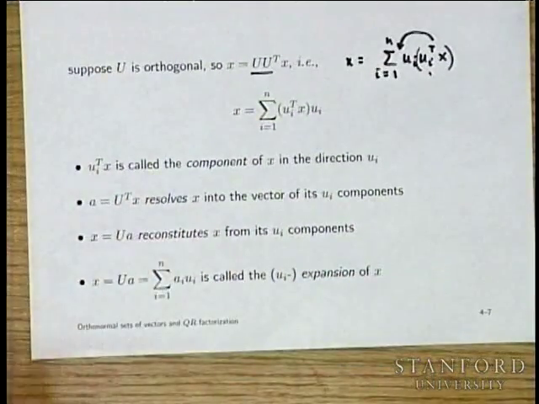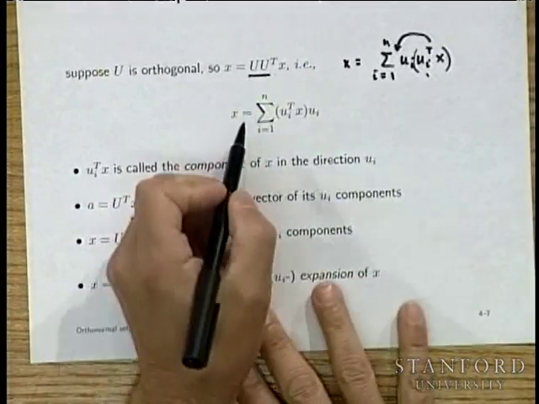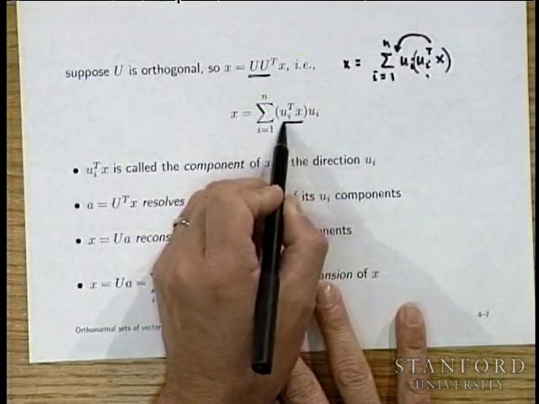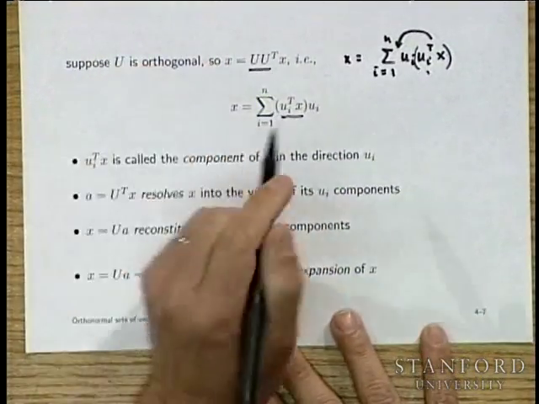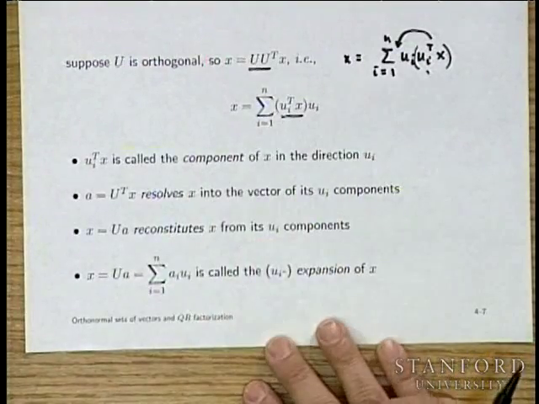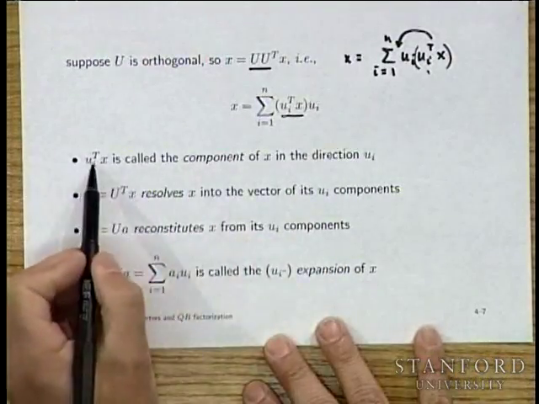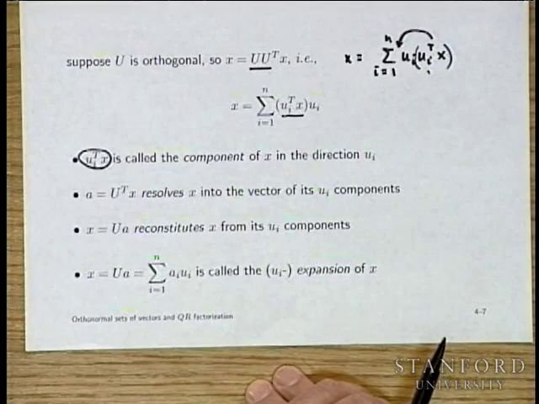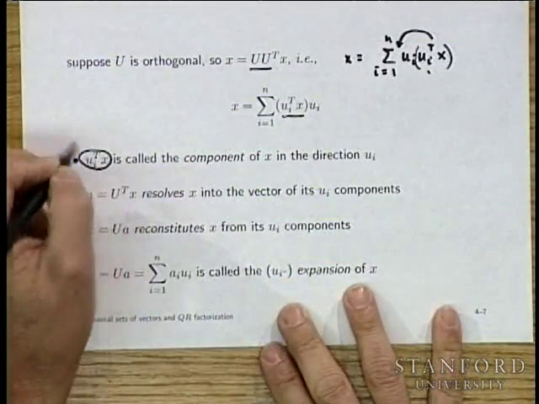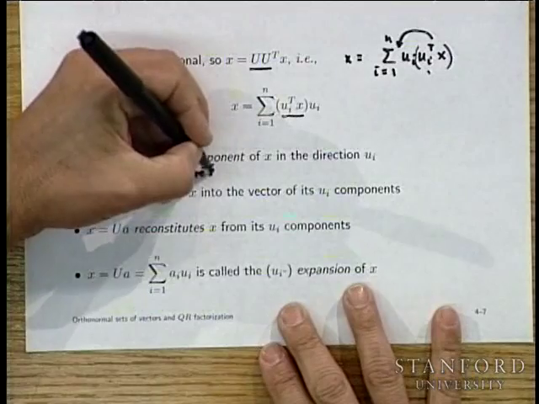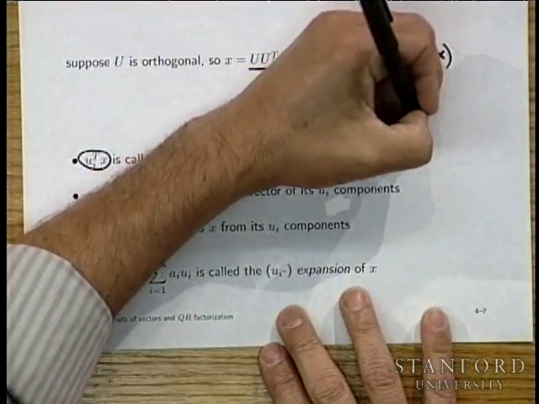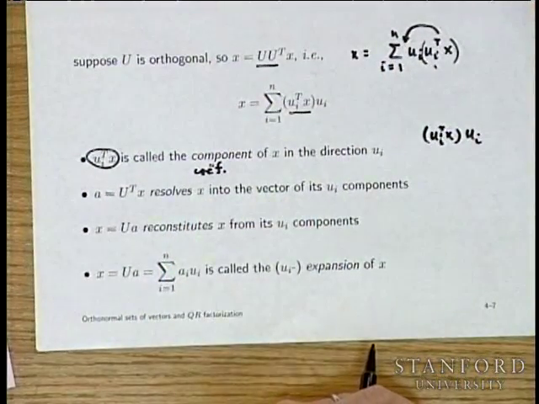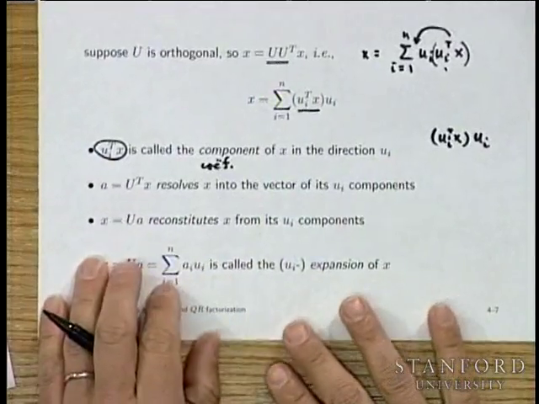Now this formula is actually quite pretty, and let's see what it says. It basically says x is a linear combination of the u_i's. What are the coefficients? The coefficients are found in an incredibly simple way by simply multiplying x by u_i transpose. Sometimes people call u_i transpose x the coefficient, and you would distinguish: u_i transpose x times u_i would sometimes be called the component of x in the direction u_i.